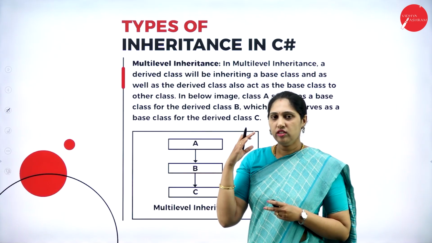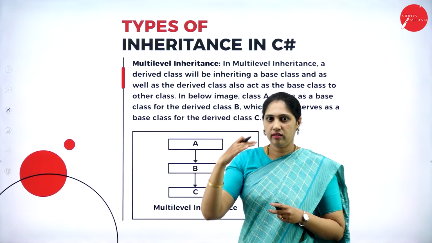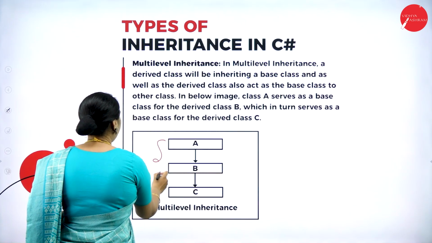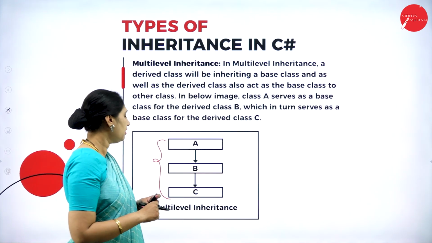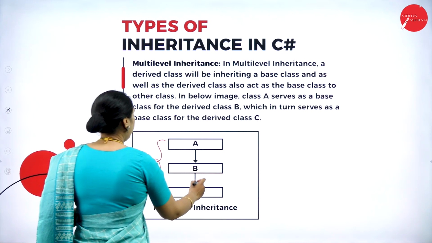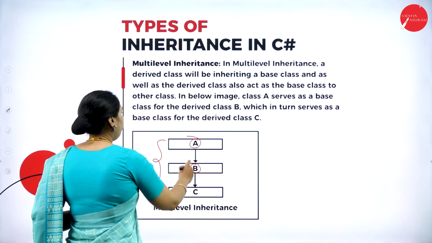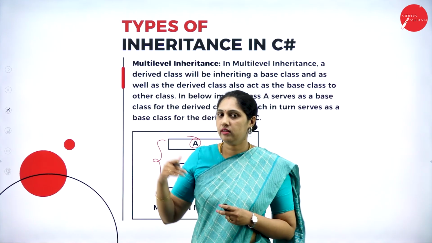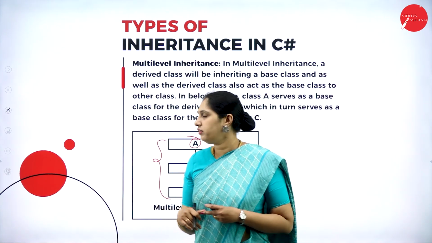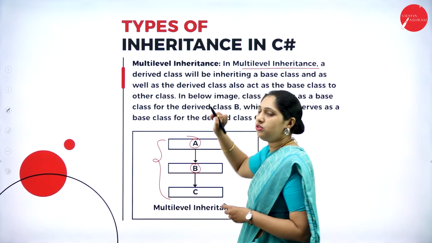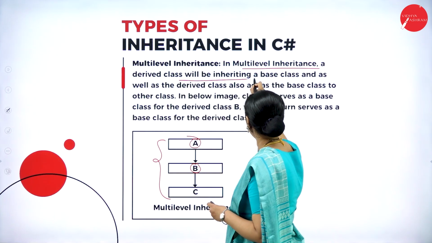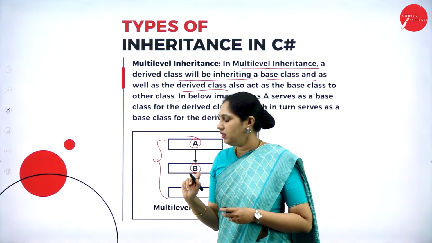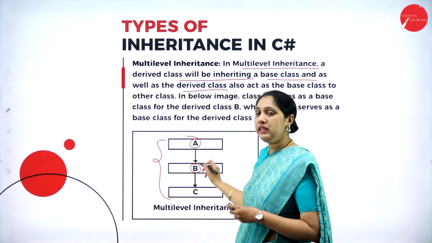Multi-level. When you finish single inheritance, it is multi-level. See, multi-level is something where you can see level by level. C is derived from B and A, whereas B is derived from only A. So you have more than one level. That is called multi-level. In multi-level inheritance, a derived class inherits from a base class as well as from another derived class. So C is inherited from B and A.